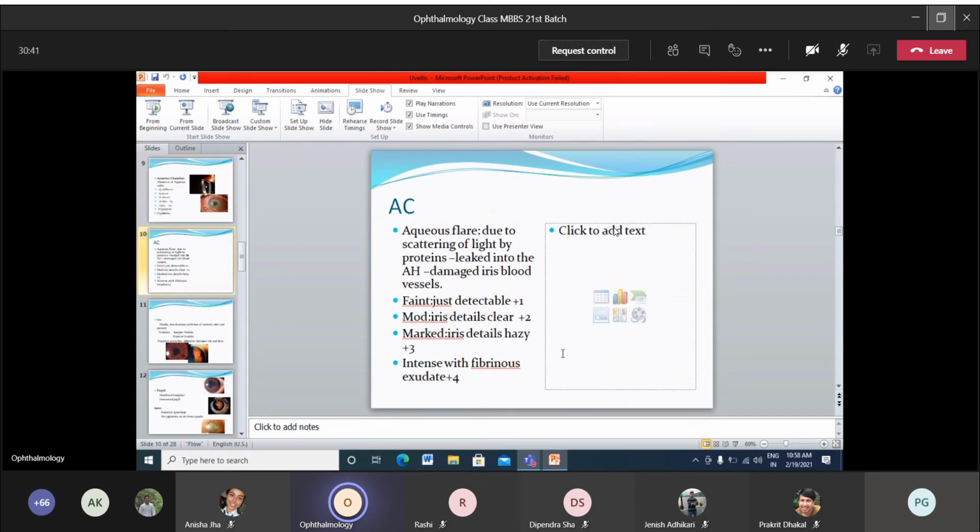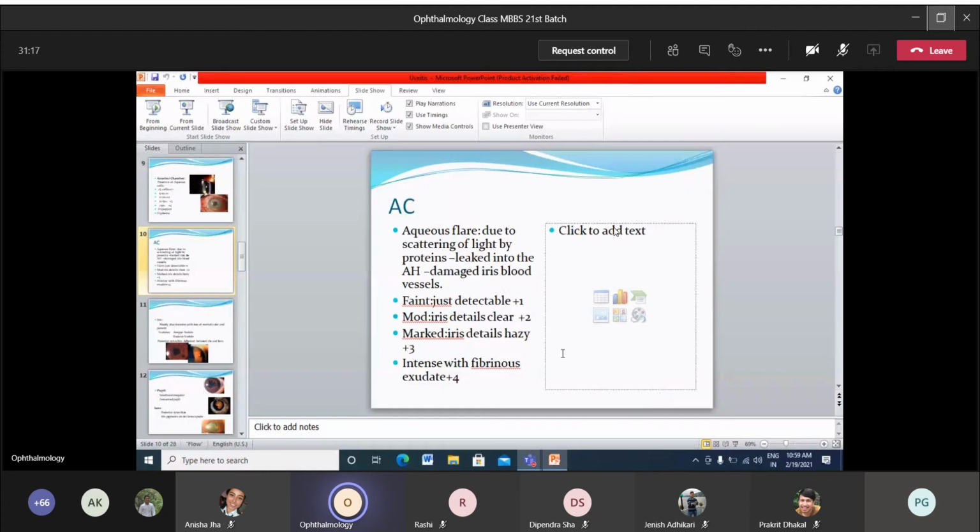Another important thing is aqueous flare. It is due to the scattering of light by the proteins which have leaked into the aqueous humor from the damaged iris blood vessels. Because of inflammation and damage in the blood vessels, some amount of protein leaks into the aqueous humor, and that causes the scattering of light, which is known as the aqueous flare. It is graded accordingly. Faint is just detectable, +1.